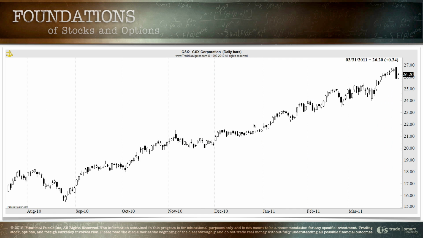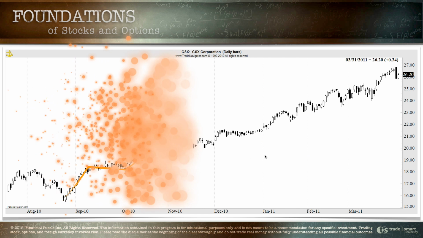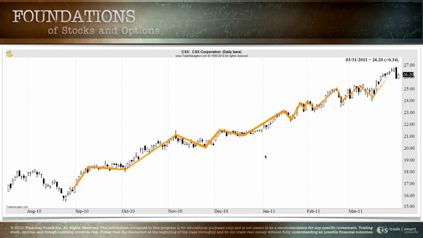Take a look over here at CSX, and notice I'm just going to draw through here, and notice the orange line. We've got a sequence of higher highs. Each of these highs is higher than the previous, and we've got a sequence of higher lows. Each of these lows is higher than the previous. This is by definition an uptrend. An uptrend is a sequence of higher highs and higher lows.